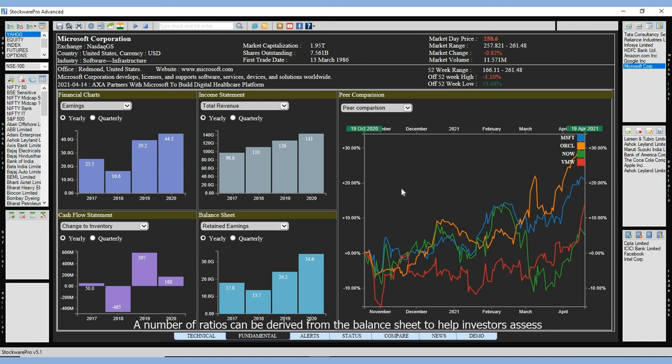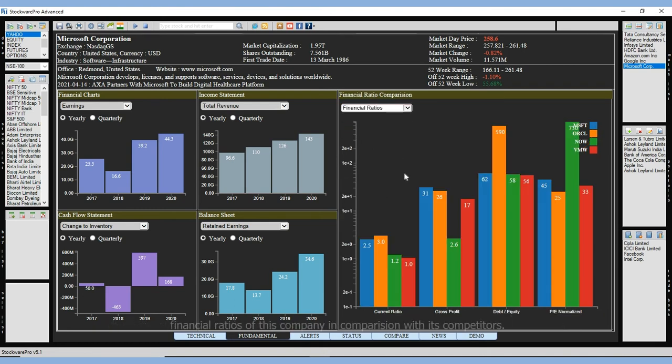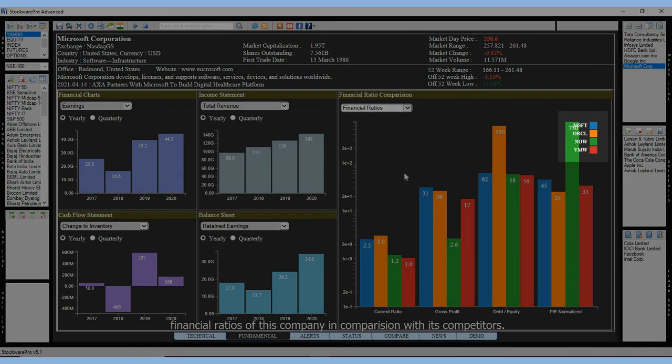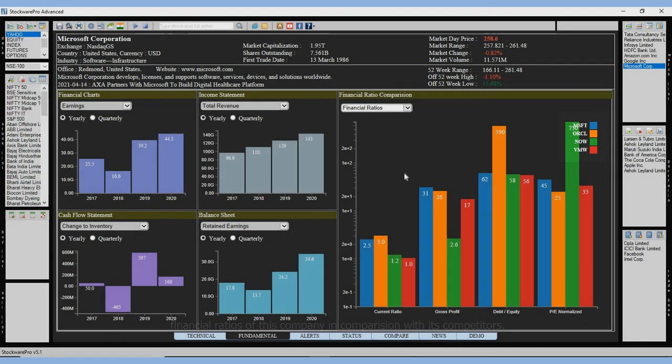A number of ratios can be derived from the balance sheet to help investors assess the financial strength of the company. Let us use this utility here to check some of the main financial ratios of this company in comparison with its competitors. The debt over equity ratio is an important metric in fundamental analysis. It is a ratio of total liabilities over total shareholders' equity. It shows how much the shareholders' wealth will cover all outstanding debts. So a lower D over E value is better.